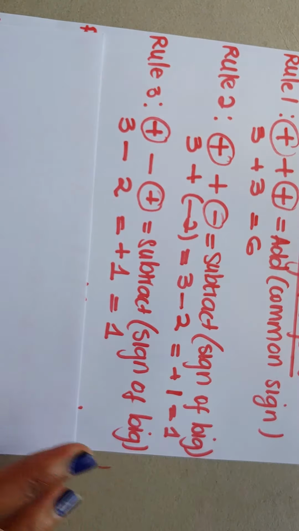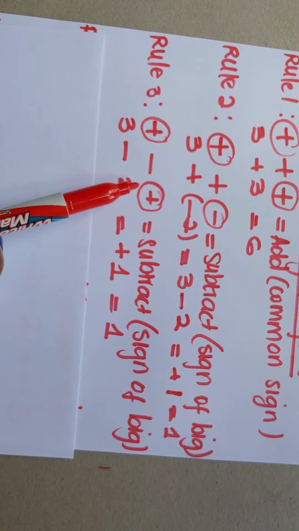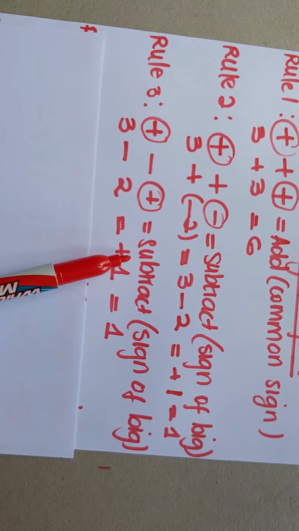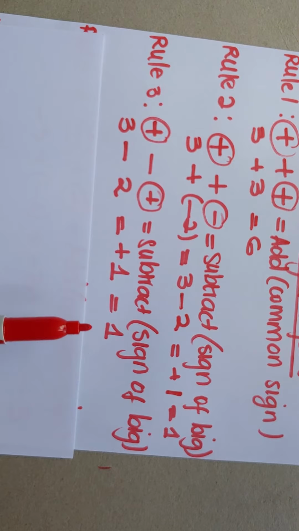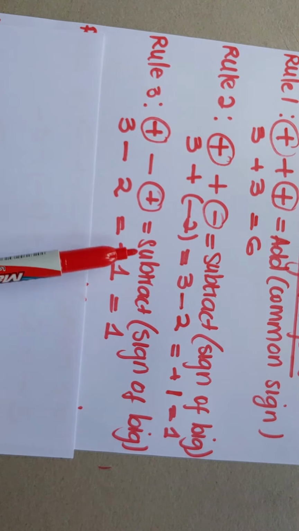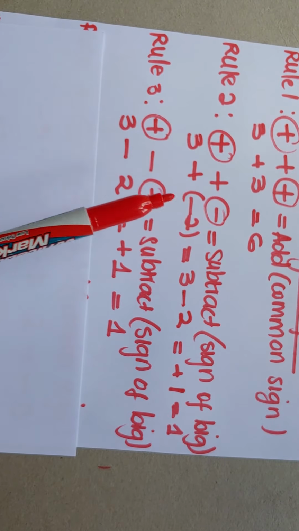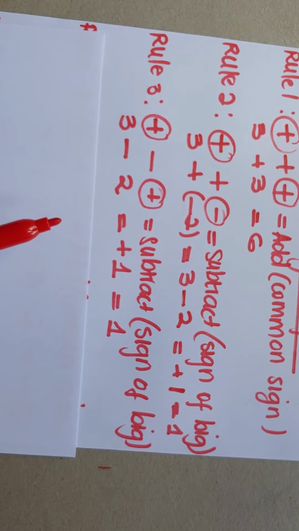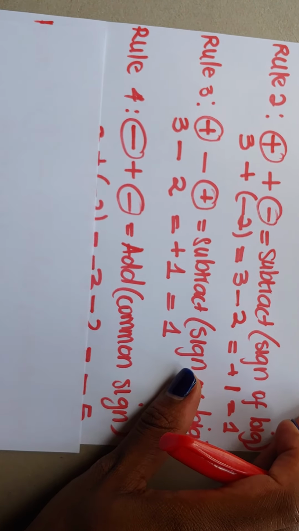Rule number 3 says we need to subtract a positive and a positive. When you do that, you also subtract and take the sign of the bigger number. So it's 3 minus 2, which is similar to that step. This one was significant to show you that when you multiply positive and negative, you get negative. So you also get positive 1.